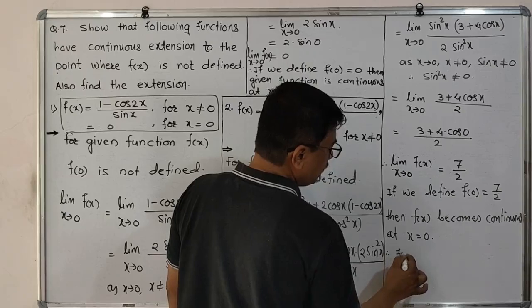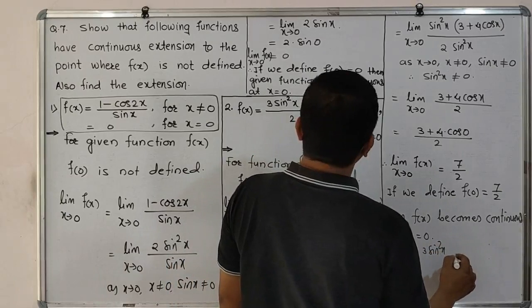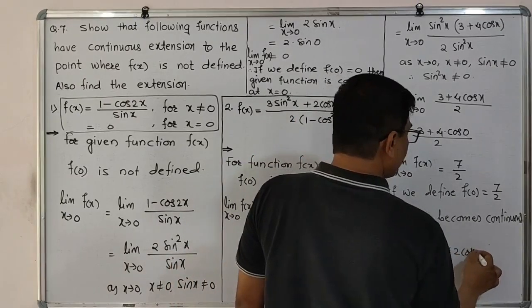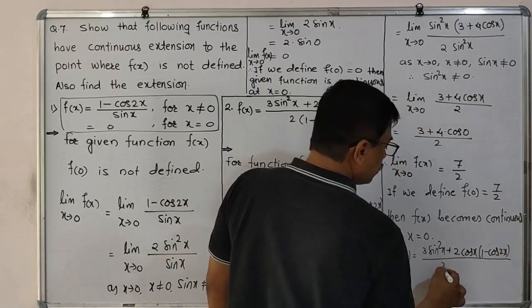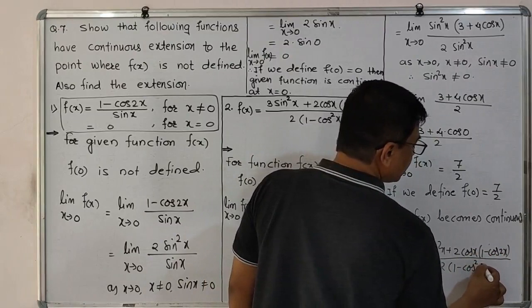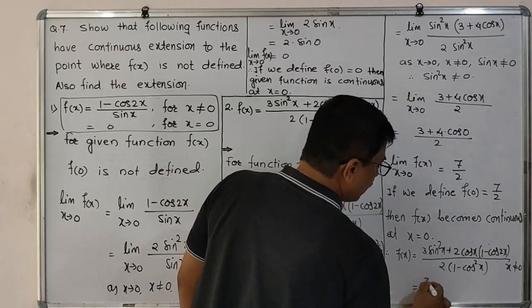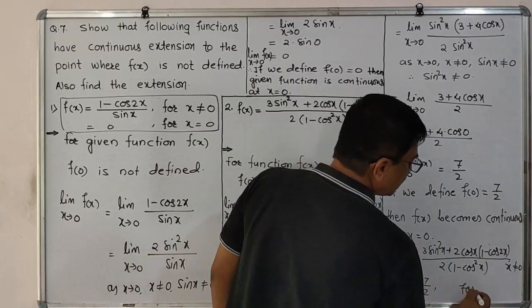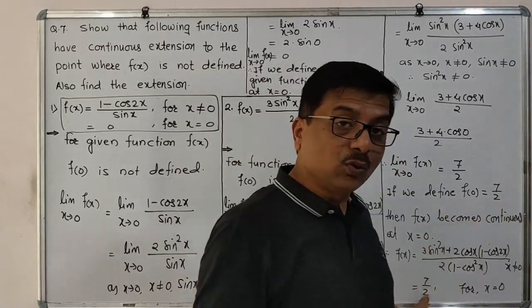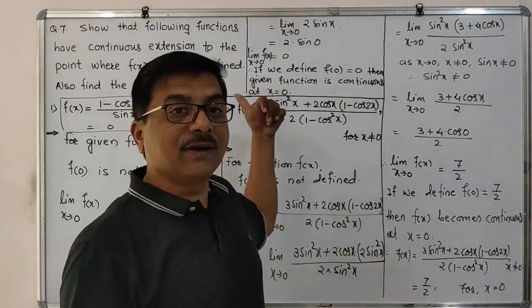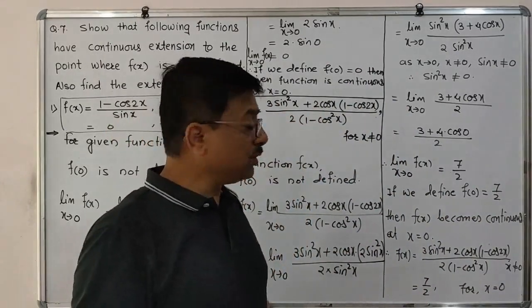Therefore, that function can be written as f of x is equal to (3 sine square x plus 2 cos x) into (1 minus cos 2x) divided by 2 into (1 minus cos square x) for x is not equal to 0, and is equal to 7 by 2 for x is equal to 0. Hence we can say that f of 0 is equal to 7 by 2 is the extension for the given function such that the function is continuous at x is equal to 0.